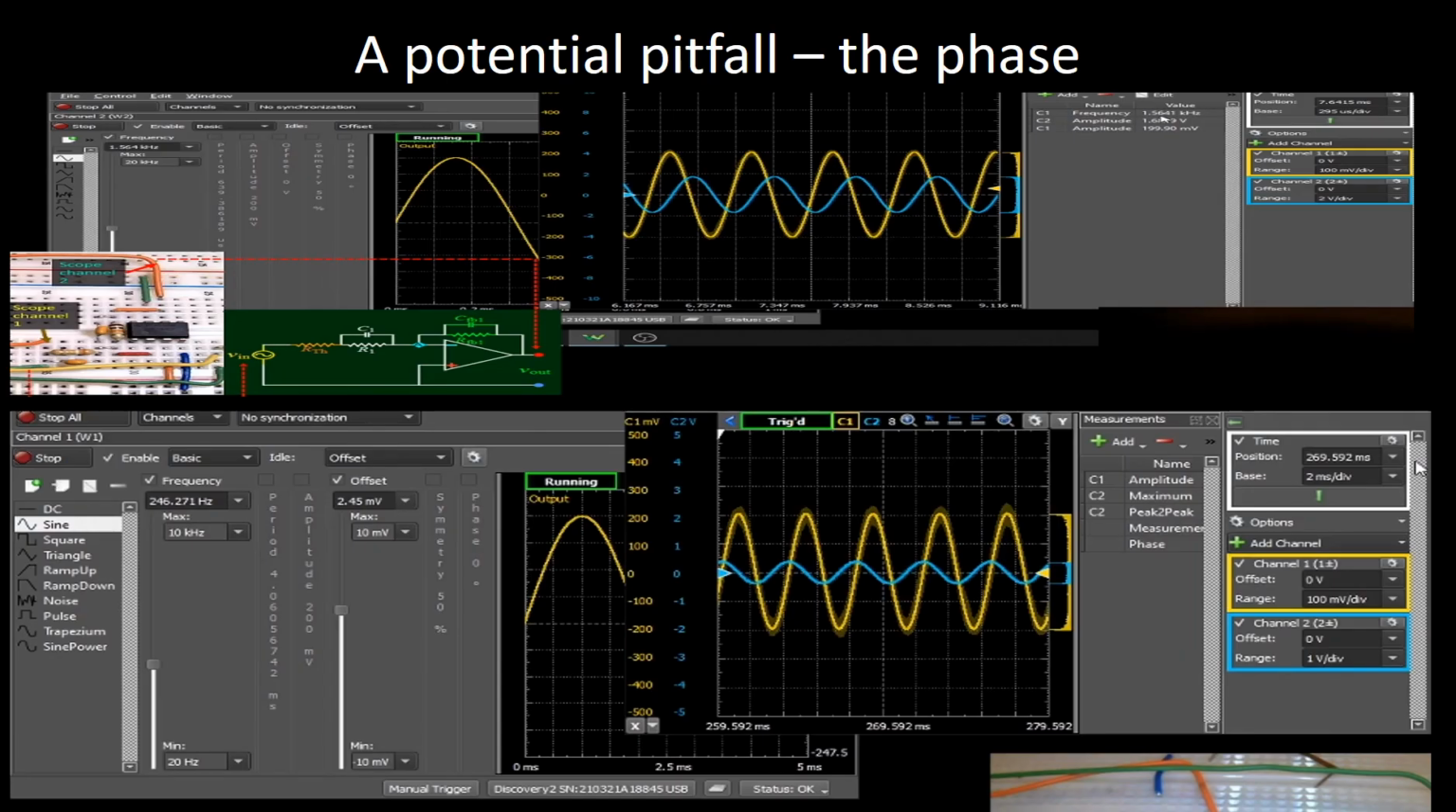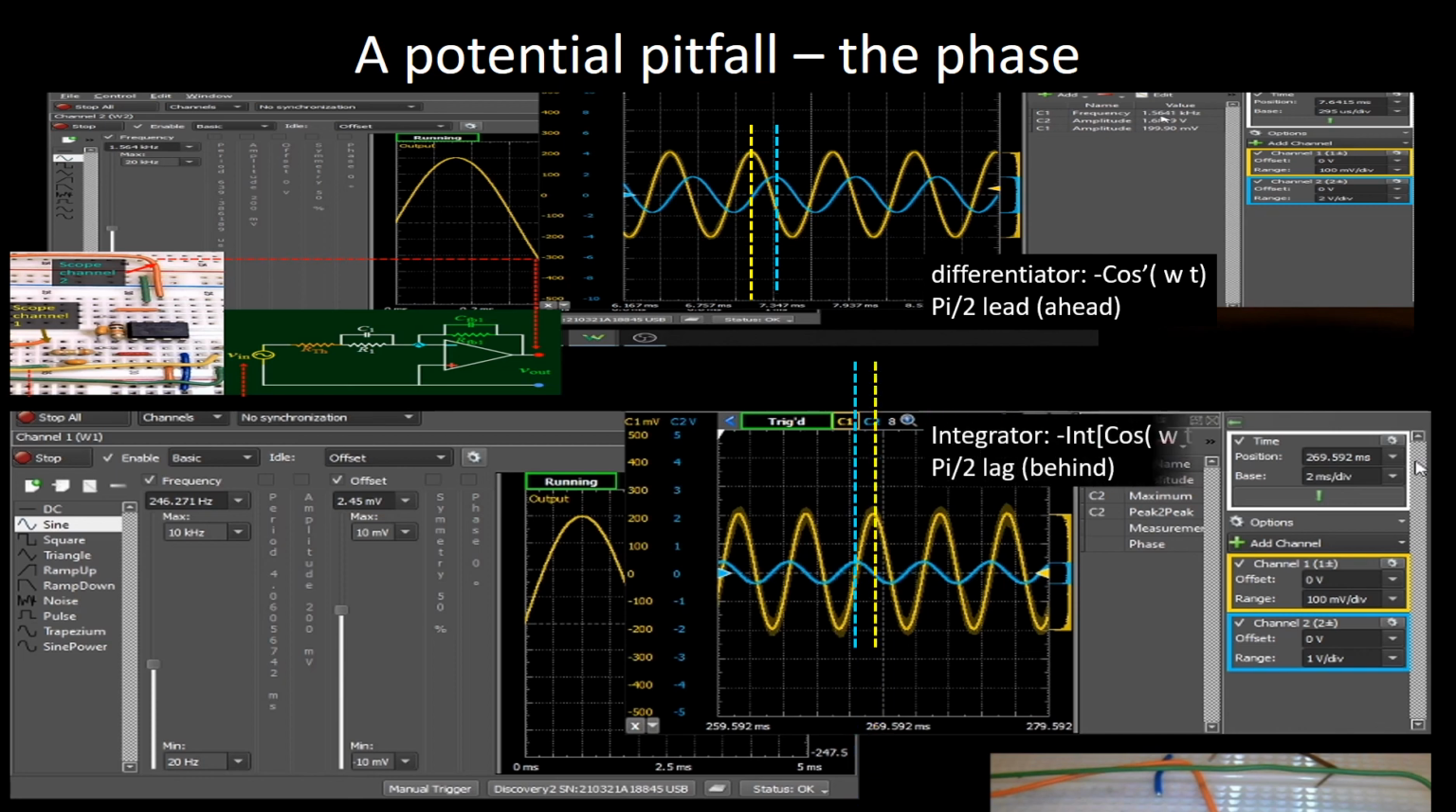Perhaps one note worth mentioning is about checking the phase. For the differentiator circuit, the output is a derivative, which should be a quarter cycle, or half pi lagging behind. But because of the op-amp negative sign, it becomes a half pi leading. Likewise for the integrator, which is a half pi lagging.